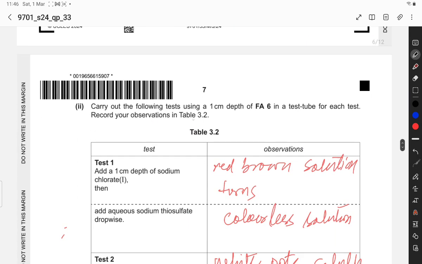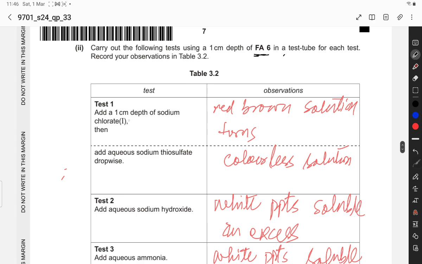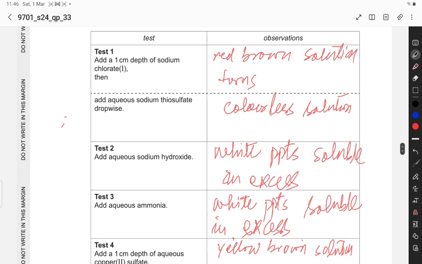Carry out the following test using a 1 cm depth of Fa6 in a test tube. For each test, record your observation. Test 1, add a 1 cm depth of sodium chloride. When we have added a 1 cm depth of sodium chloride, we have seen a red brown solution which turns to a colorless solution when we have added sodium thiosulfate dropwise.